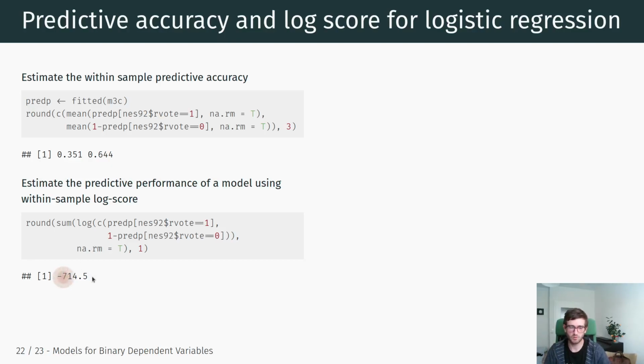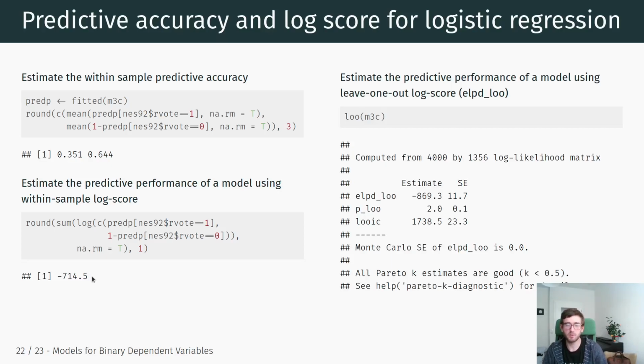We get a log score of minus 714.5, which in and of itself doesn't really have a clear meaning in an absolute sense, but we can compare it to a predictive performance based on just a coin flip. That was one way this is discussed in the textbook. But we can also use it for comparison between different model specifications. Okay.